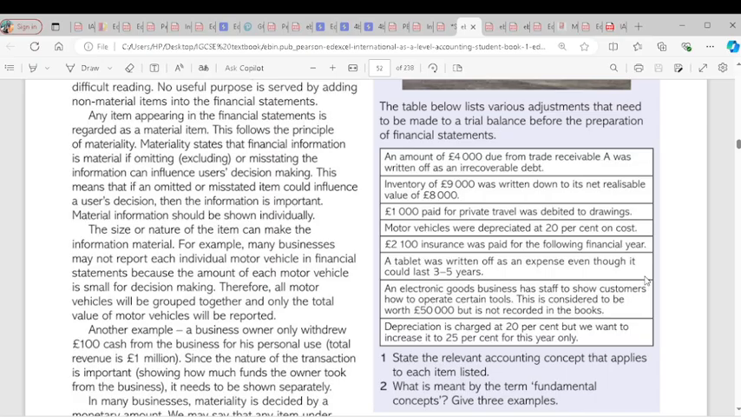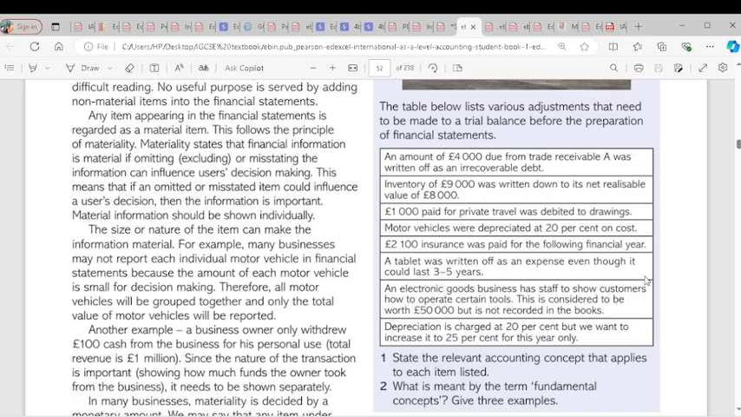So the third point: £1,000 paid for private travel was debited to drawings. So this is business entity. The owner of the business has a private travel, and £1,000 was paid. In as much as it's recorded as drawings, it means it's for the owner of the business. That is business entity.